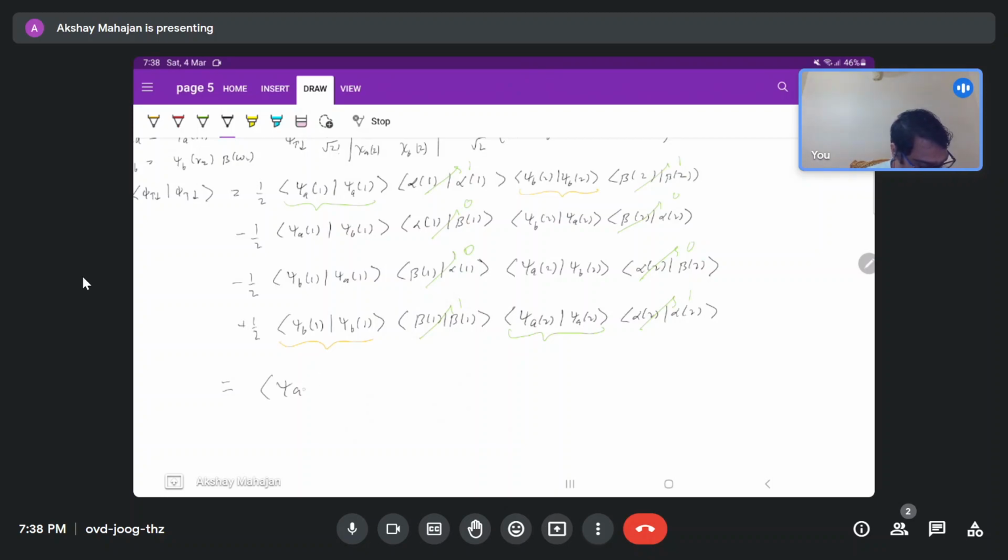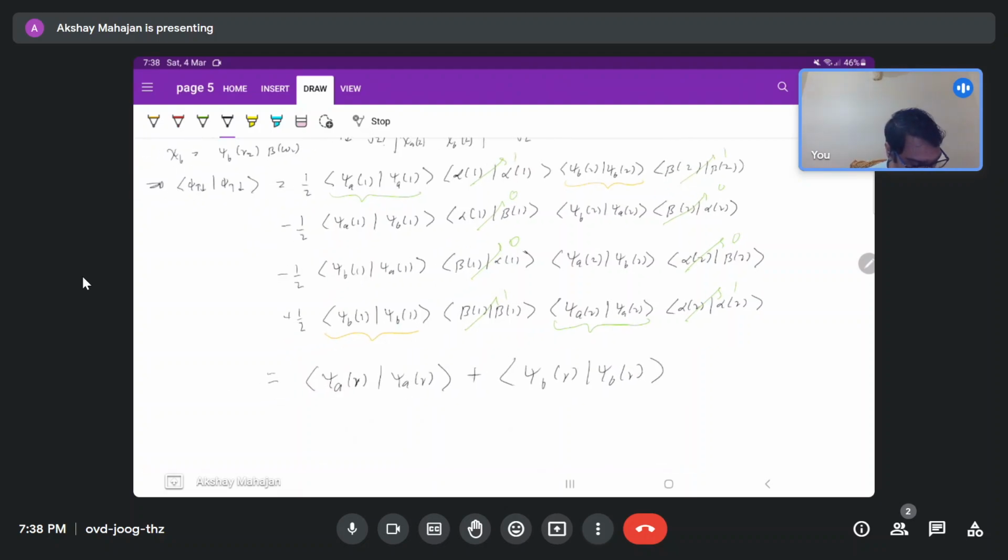Let me just write it as psi of R, some dummy variable R, psi A of R plus psi B of R, psi B of R. That is what our phi up, down and phi up, down will come to.